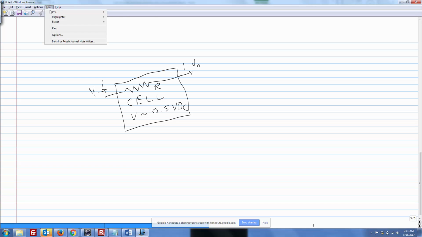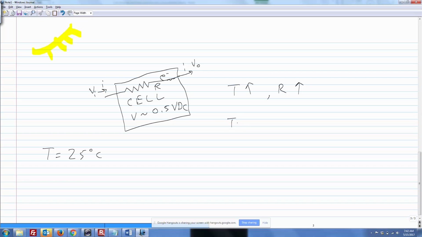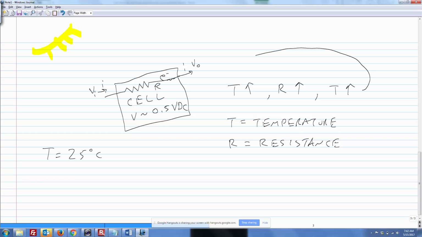And so what happens when you have, let's just draw, here's the sun, and the temperature equals 25 degrees C. As the electrons flow through, they make resistance. And as the temperature goes up, the resistance also goes up. So R is the resistance, T is temperature. And the unfortunate thing that happens is that as the resistance goes up, the temperature also goes up. So it ends up being this vicious cycle.